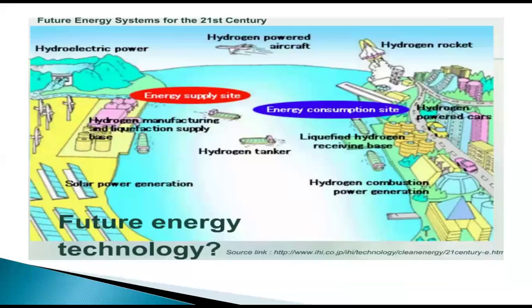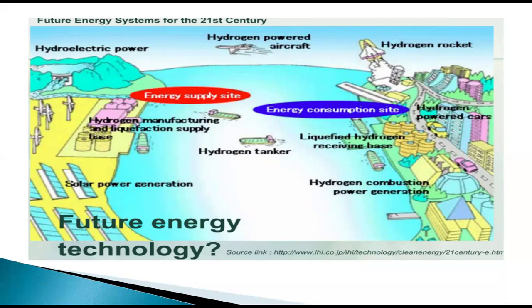Okay. The next: future energy technologies. In future, we are depending maximum upon solar power generation. Next one, hydroelectric power generation. Then we will be using hydrogen powered aircraft in future. Fuels like petrol, diesel, gas may not be available in future. That's why we have to depend maximum upon hydroelectric power and solar power generation systems. These are the renewable sources.